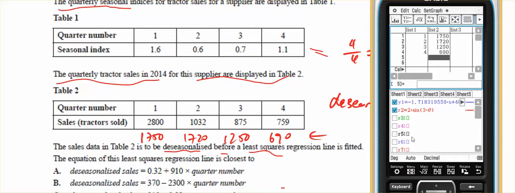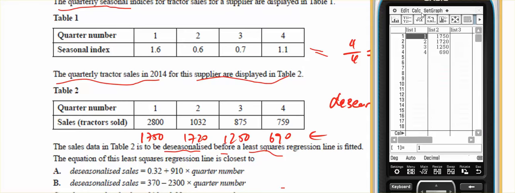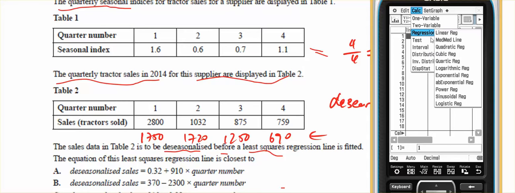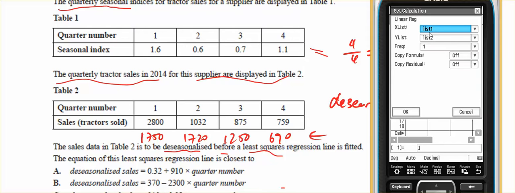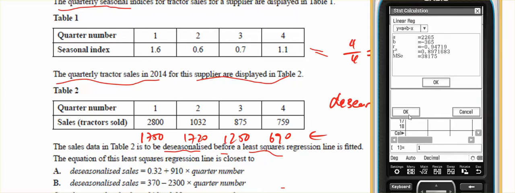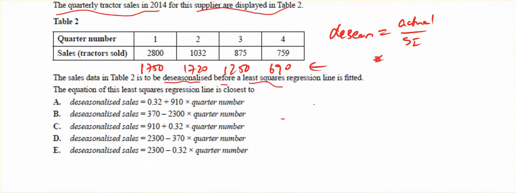Oops, let's go back, sorry. Go calc, regression, linear regression. List 1 is X, list 2 is Y. Perfect. Yeah, a plus bx form. 2265 minus 365. Okay, 2265 minus 365, so it's closest to this one. Okay, so it's D.